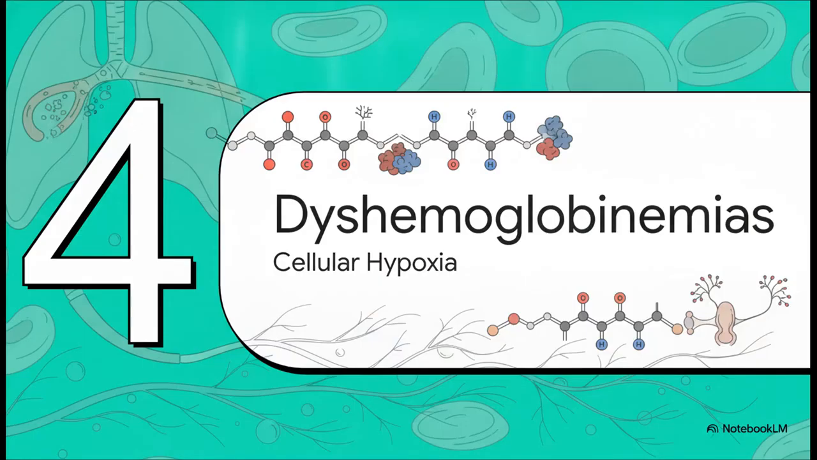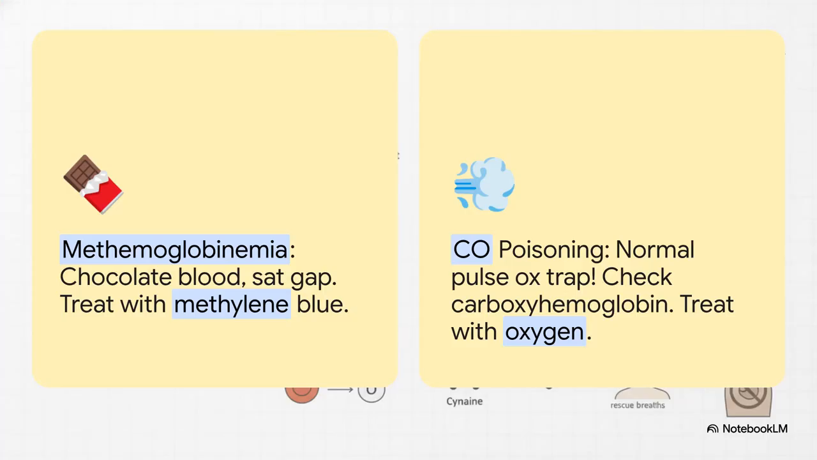Section 4. Dyshemoglobinemias and cellular hypoxia. Let's talk oxygenation traps. Methemoglobinemia gives you cyanosis and chocolate brown blood after exposure to oxidizing agents. Think dapsone or topical anesthetics. The classic trap is the pulse oximetry gap. Standard pulse ox will read around 85%, but the ABG-PaO2 looks completely normal because dissolved oxygen isn't affected. Treat symptomatic cases with methylene blue, but watch out, use extreme caution if the patient has G6PD deficiency.